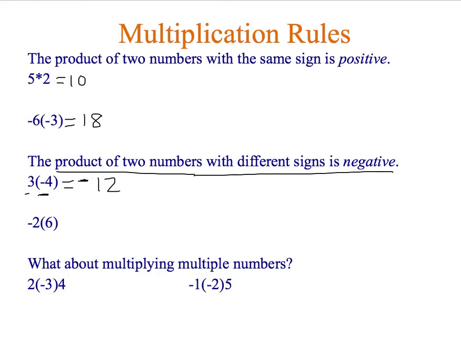For our second example, our negative number is first, but we do the same thing. 2 times 6 is 12, and the negative sign on just one number, and the other one's positive, means that our answer will be negative.